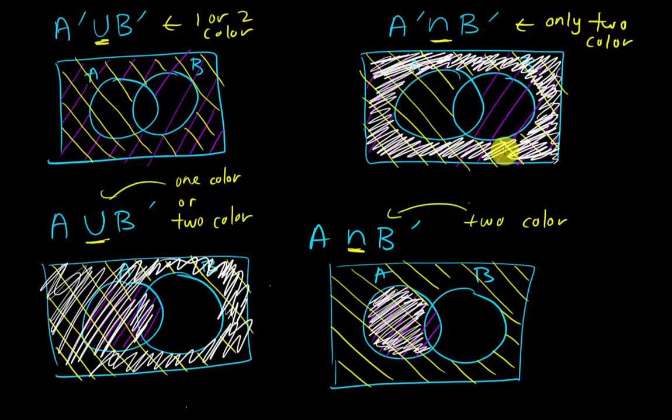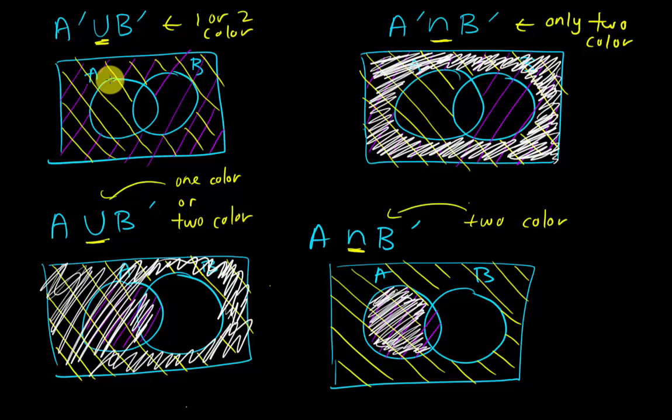So this is A complement intersect B complement. This one, the whole thing, is A complement union B complement. Alright. Of course, in the exam you might have more than one set, but the concept is always the same. So this is something you have to understand very well.